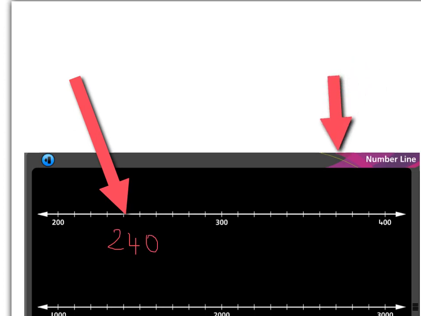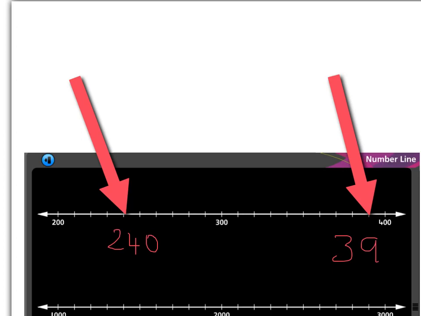What about this one up here? Well, I can start at 300. Let's start at 300. 310, 320, 330, 340, 350, 360, 370, 380, 390. So that mark there on the number line is worth 390.